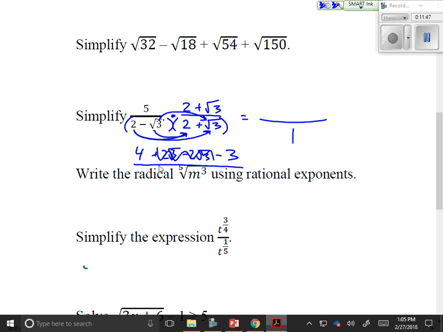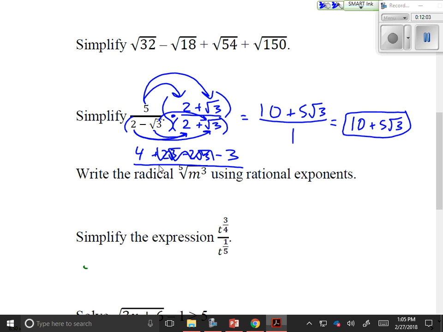Now let's talk about the numerator. This is multiplication. 5 times 2 is 10. 5 times root 3 is 5 root 3. I don't need anything written over 1. So my answer should look like that.